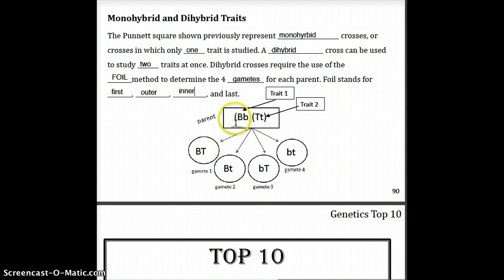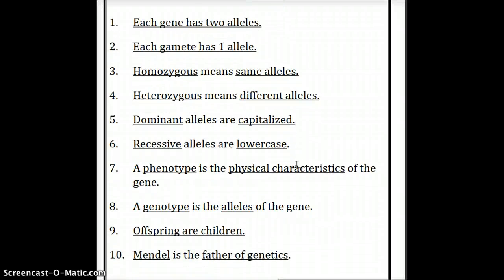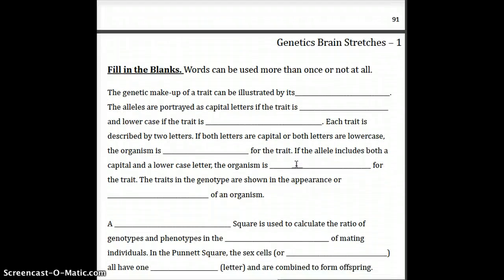If we took the outer ones, the one out here and the one out here, we would see that we have big B, and on the outside we have little t. So our second gamete, big B, little t. If we took the inner ones, we'd see that we have little b and we have big T on the inside. So we'd write down little b, big T. And then finally, if we took our last ones, little b and little t, then we have little b, little t.